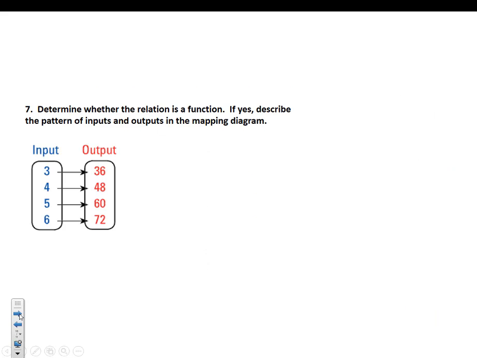All right, ladies and gentlemen, determine whether the relation is a function, and then if yes, describe the pattern of inputs and outputs in the mapping diagram. Okay, so the first thing we have to determine, is it a function? Does each input have exactly one output? And as you can see, there's only one arrow coming from each, so there is no input that has more than one output. So yes, this is a function.